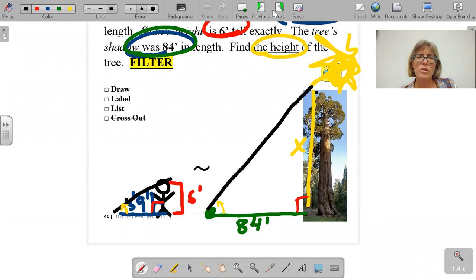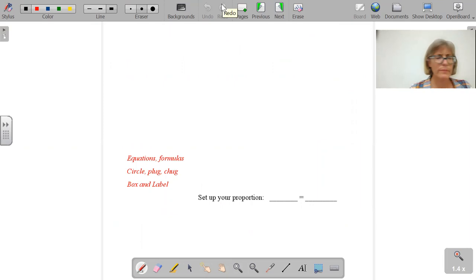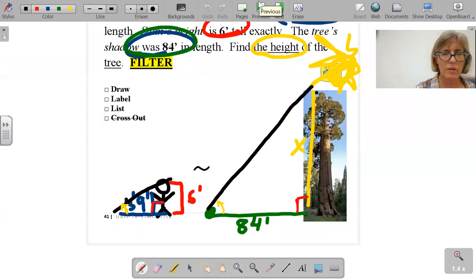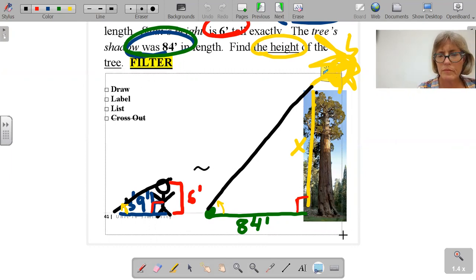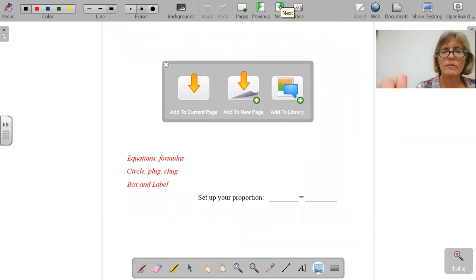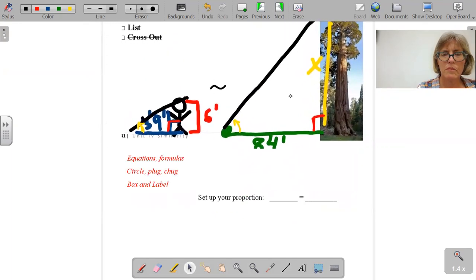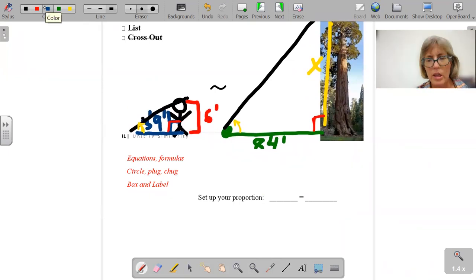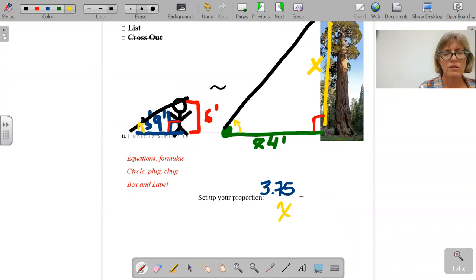Well, everything just disappeared on me. All right, let's do this real quick. Okay, I'm just going to do the feet now that we did all our translation here. So set the proportion back up. We were at 3.75 over 84, if I'm not mistaken. Yep. Equals 6 over x. And we're doing this in feet, cross multiply.